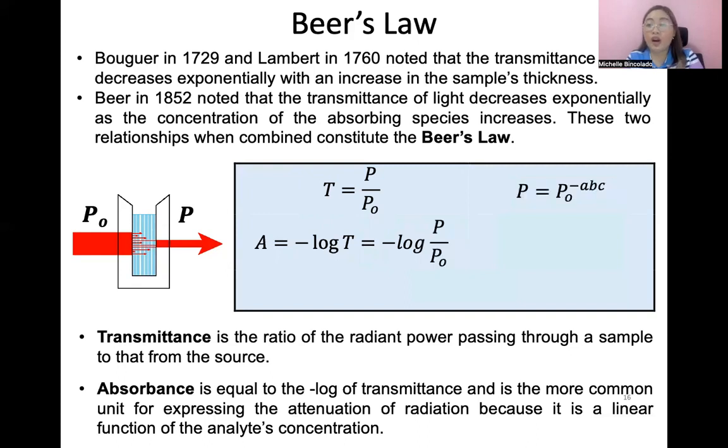Okay? And according, guys, to Bouguer and Lambert, P is equal to P naught raised to negative ABC, wherein a, as we have seen earlier, is absorptivity, b is path length, c is the concentration of the analyte. So, big A, absorbance, is equal to abc. Alright? So, guys, very simple lang itong mathematical approach towards Beer's law. Okay? Then later, we will discuss naman yung mga limitations. May limitations din kasi, guys, ang Beer's law.